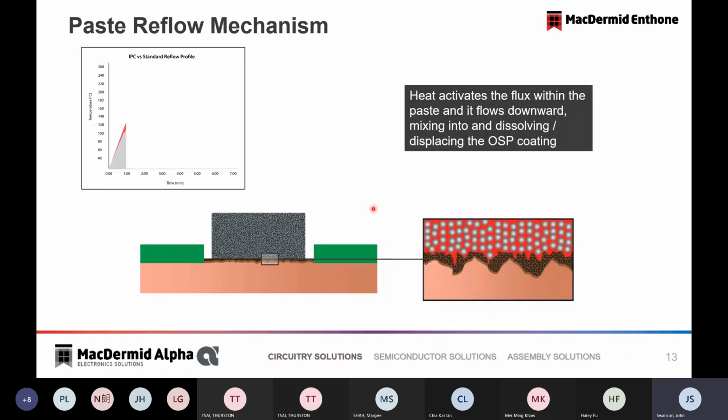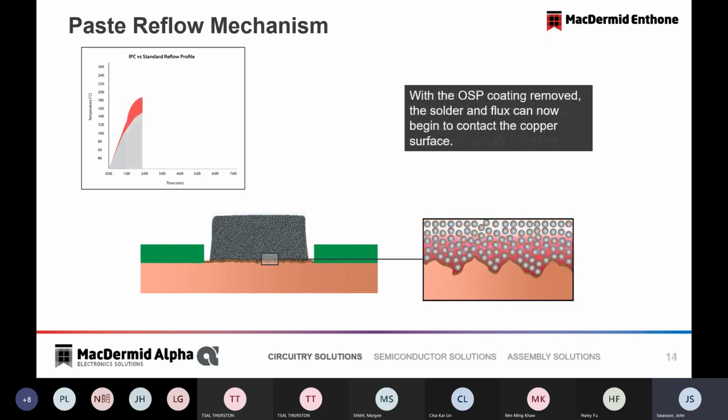So as we start the reflow cycle, as we start to heat the board or the assembly in an assembly cycle, the first thing that happens as the heat builds is the flux and activation chemistry begins to attack the OSP coating. And as we progress through that, the attack continues, the heat builds, and the paste chemistry dissolves the OSP and activates the underlying surface.